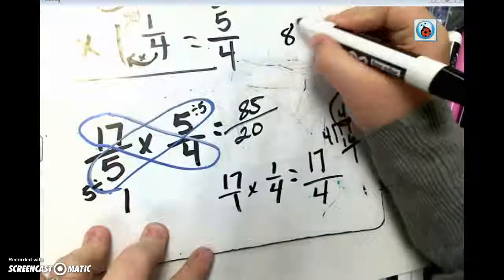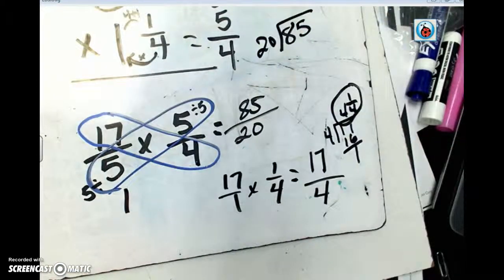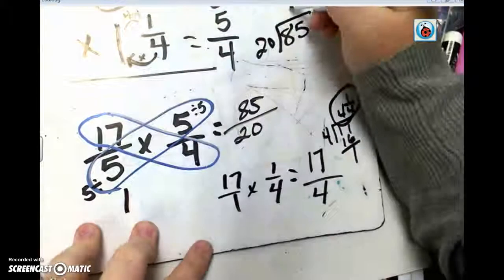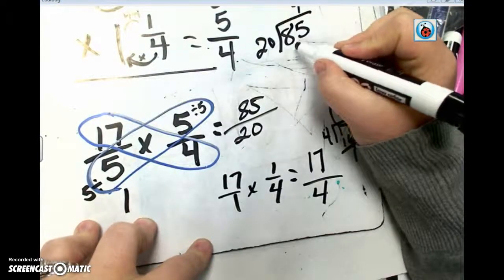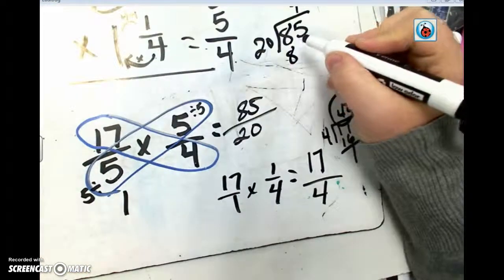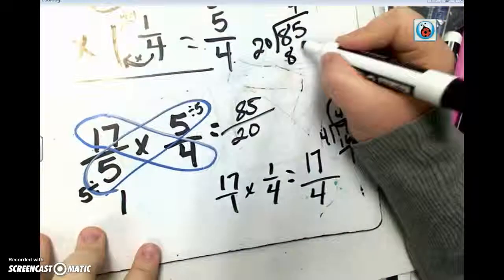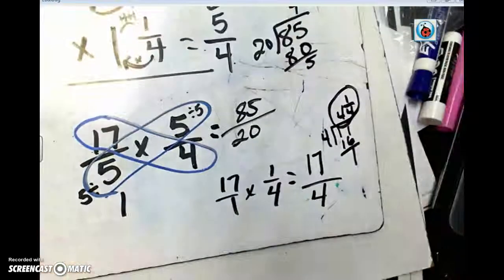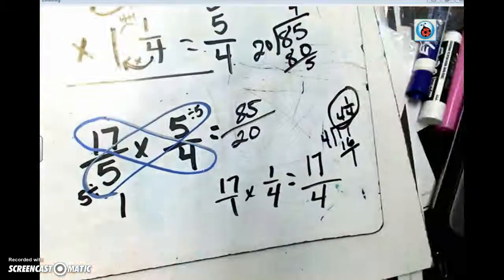Okay, so we're doing 85 divided by 20. How many times does 20 go into 85? 4. 4 times 20 is 80. 20, 40, 60, 80. Gabe and Alexa. Goes in there 4 times. Subtract, I get 5 left over. 5 becomes mine. 20 becomes mine.